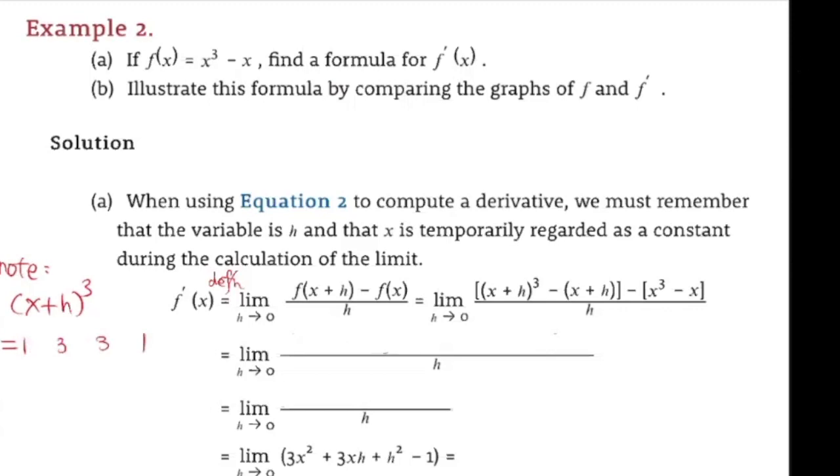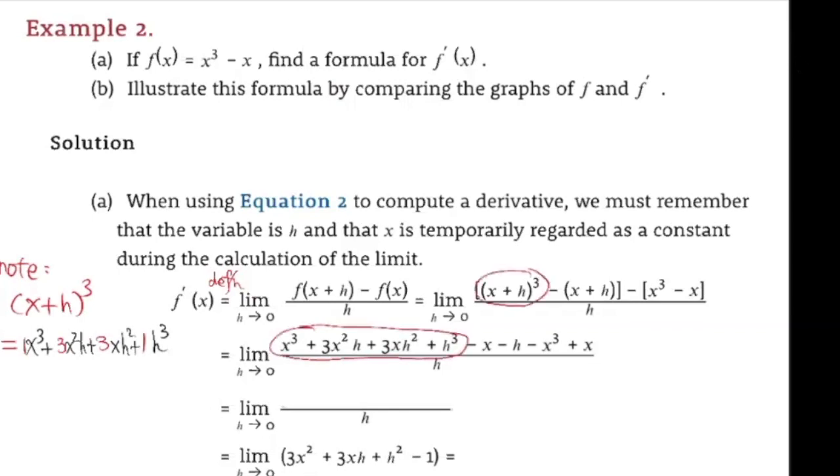So it's 1 x cubed plus 3x squared h plus 3x h squared plus 1 h cubed. So we're going to expand this. This is the (x plus h) cubed. Now, minus (x plus h) and minus this x over here.